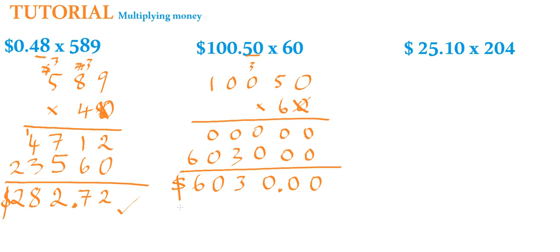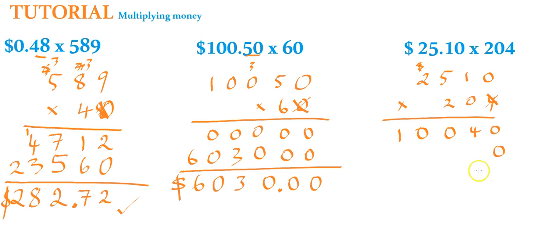Last one over here, we go 2, 5, 1, 0, multiplied by 2, 0, 4. So again, this is going to take a while, but just go through the steps. 4 times 0, that's 0. 4 times 1 is 4. 4 times 5 is 20, so the 0 goes there, the 2 gets carried. 4 times 2 is 8, plus 2 is 10. Okay, finish with this guy, put a 0 to hold its place.